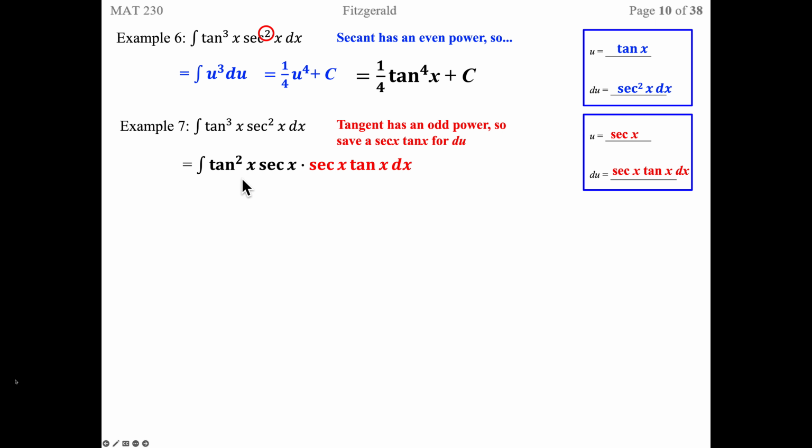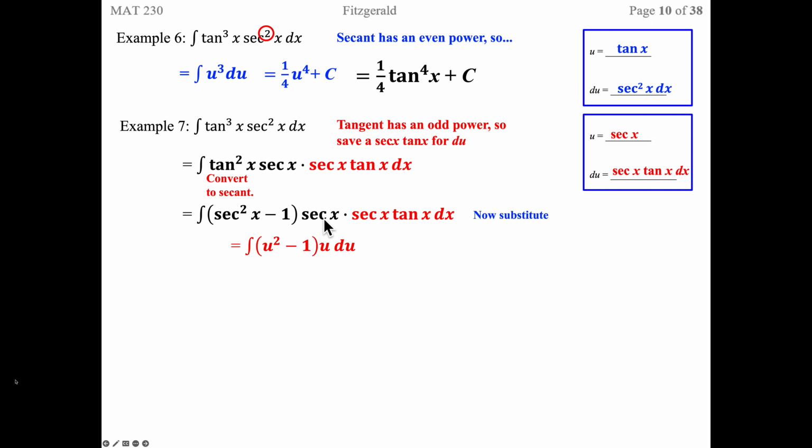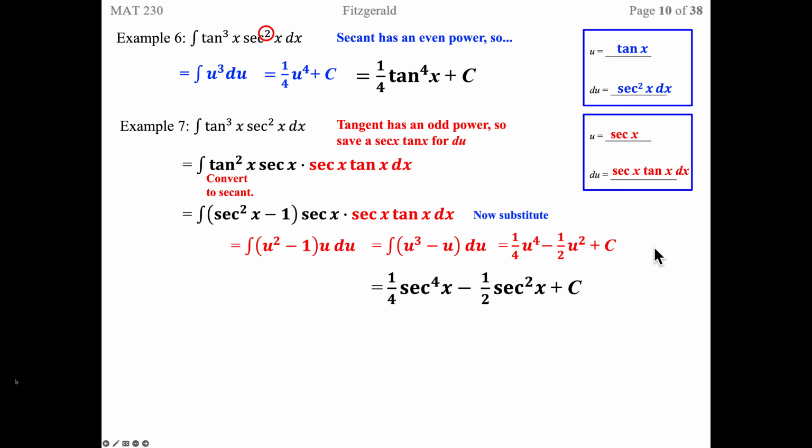All right, use your Pythagorean identity to change tangent squared x into secant squared x minus 1, and now do your u substitution. So u squared minus 1 times u du. Distribute the u, integrate by the power rule: u to the 4th over 4 minus u squared over 2, or multiply fractions to the front. Substitute your secant back in for the u, and there's my answer. It looks completely different than this, however, they are both the same answer.